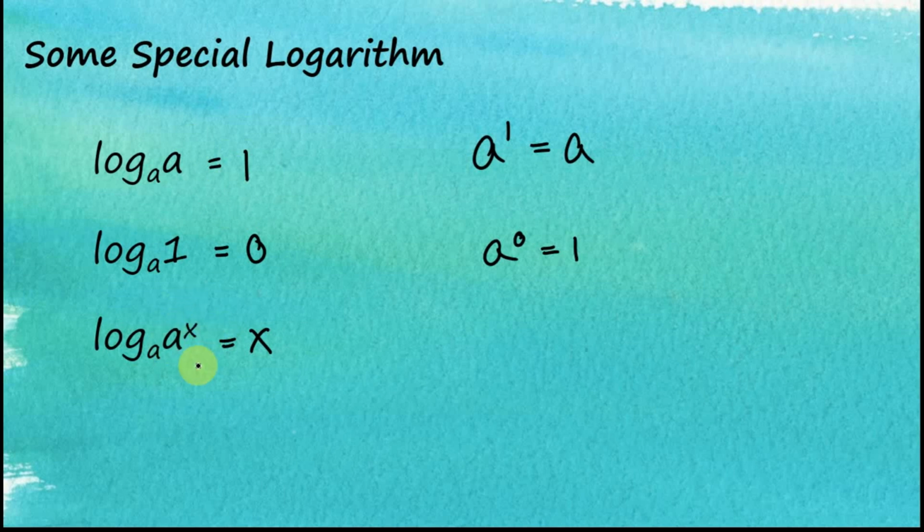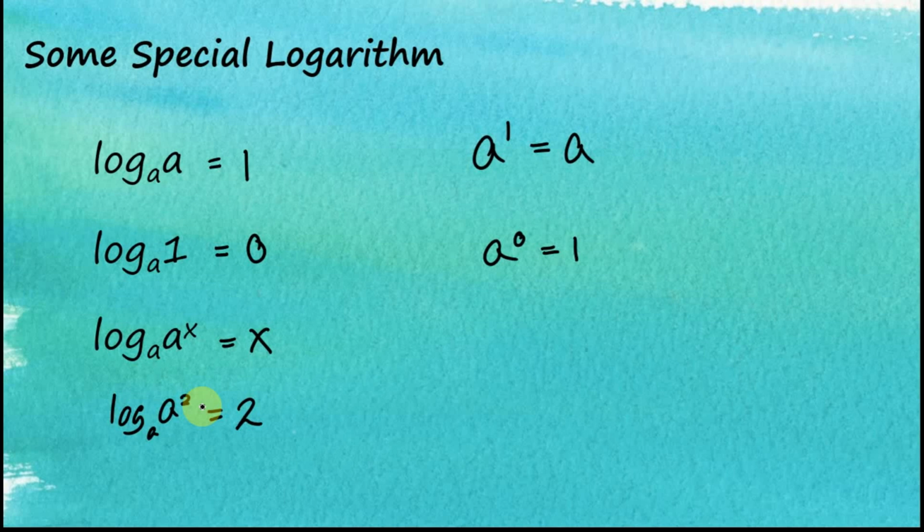Now for the last one, let's say we have log of a to the power of 2. We can tell straight away that this is equal to 2, because a to the power of 2 equals a to the power of 2, right? Okay, so these are some examples of special logarithms whose answers we can tell straight away.